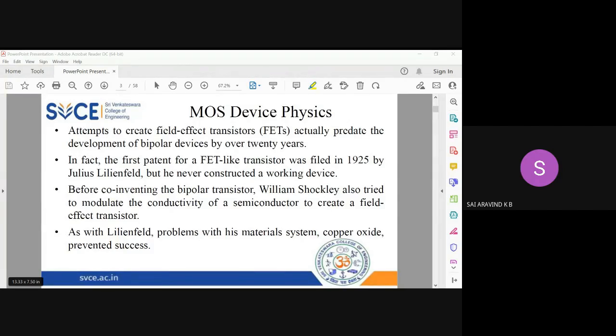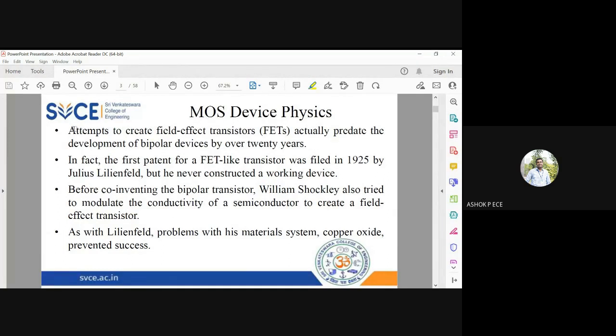So we'll continue with the discussion. We have a lot of independent modules in Unit 1. The noise part is completely over, and the linearity and non-linearity part is also over. Now we are going to focus on MOS. So the basics of MOS device physics we are going to see.